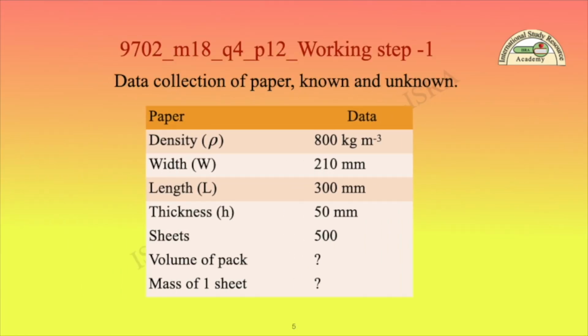Working step 1. Data collection of paper, known and unknown. Density of the paper rho is equal to 800 kg per meter cube. Width of the paper W is equal to 210 mm. Length of the paper L is equal to 300 mm. Thickness of the paper H is equal to 50 mm. Number of sheets is equal to 500. Volume of pack? Mass of one sheet?